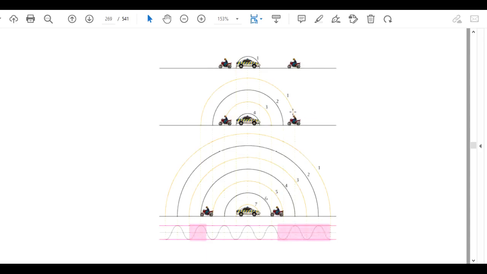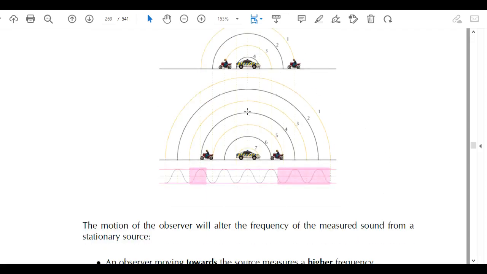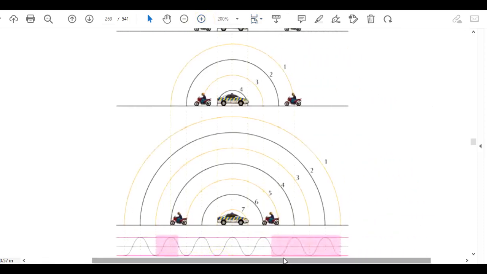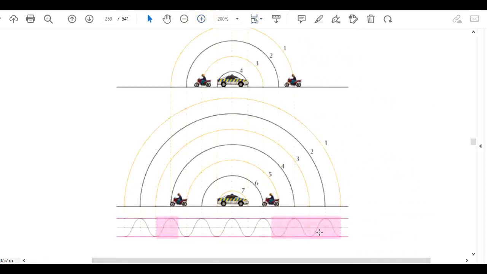But what about this one? You will experience one, two, three, four: two troughs and two crests. What I'm talking about is shown there. Let me enlarge it. Okay, it is shown here.